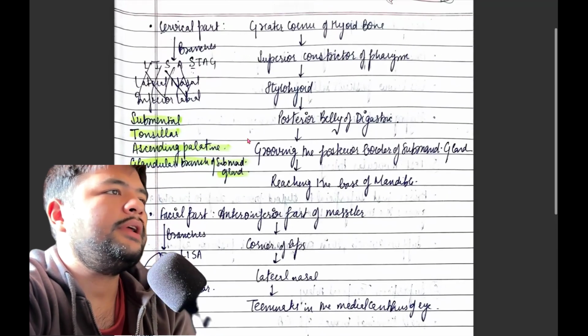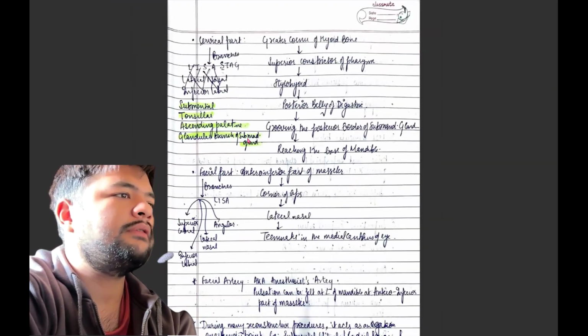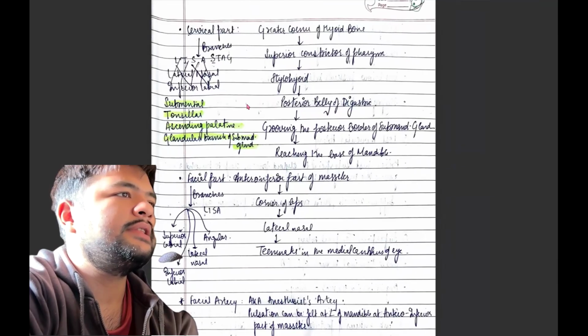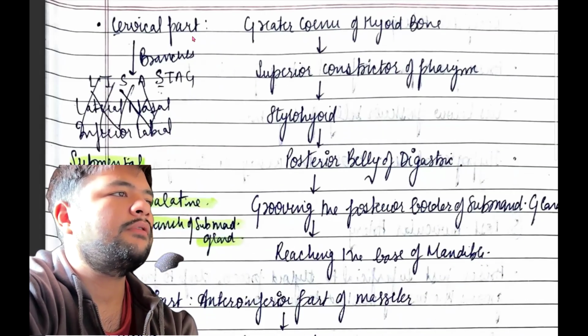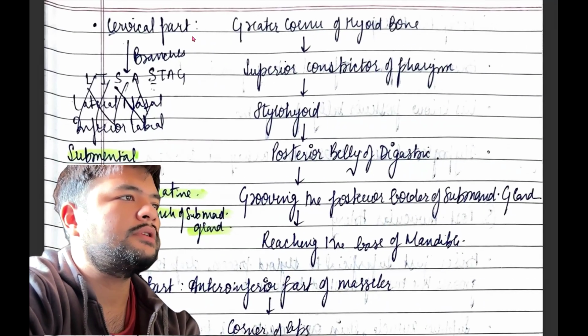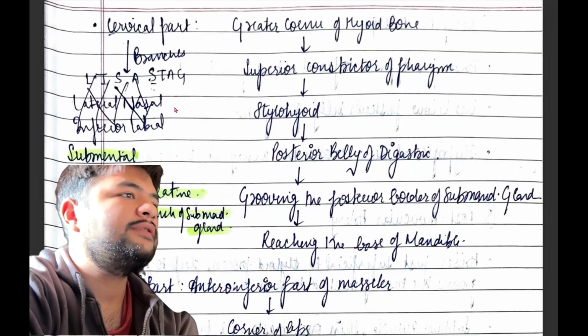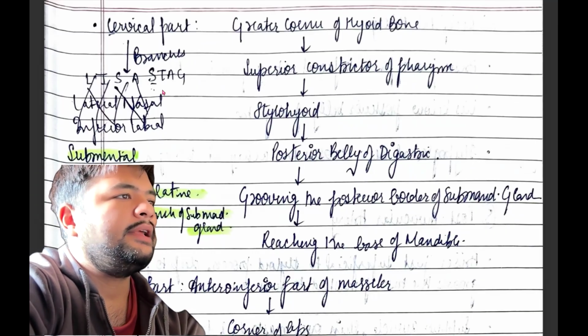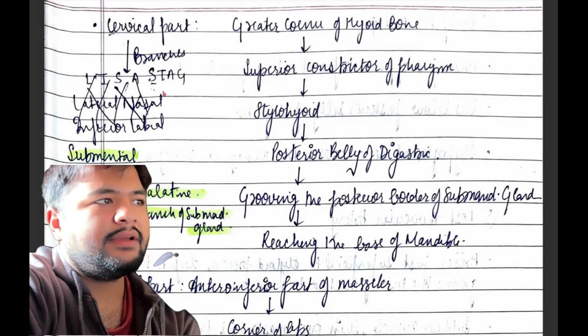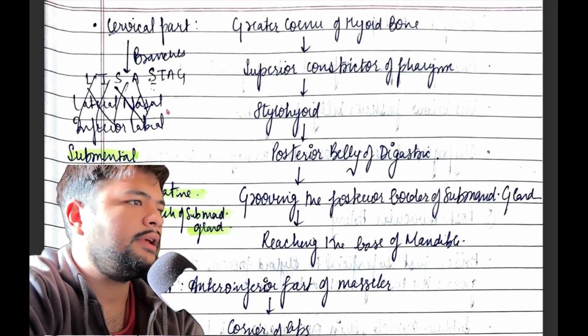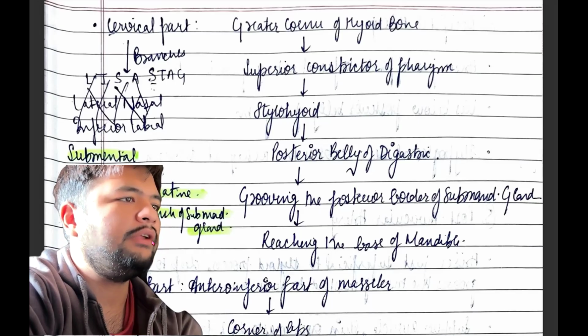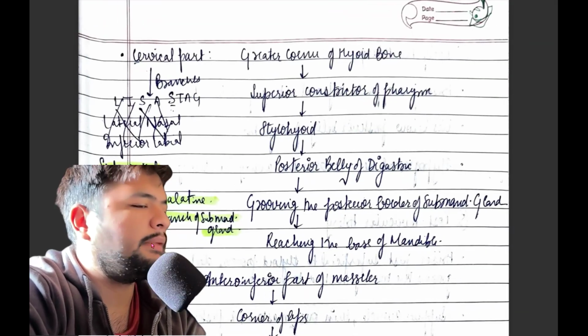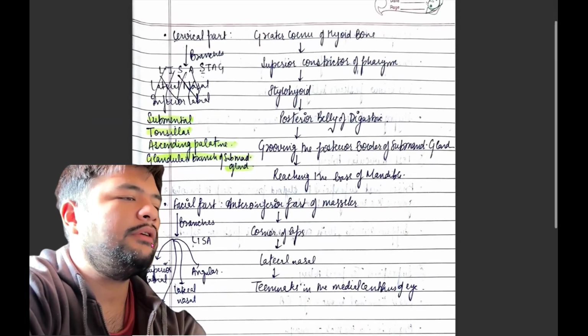The mnemonic we can use for the cervical and facial parts is this: the cervical part starts with the sound S, so it will be attracting a lot of stags. Elaborating the STAG, we get submental, tonsillar, ascending palatine, and glandular branch of the submandibular gland. Okay, and then coming to the facial part.